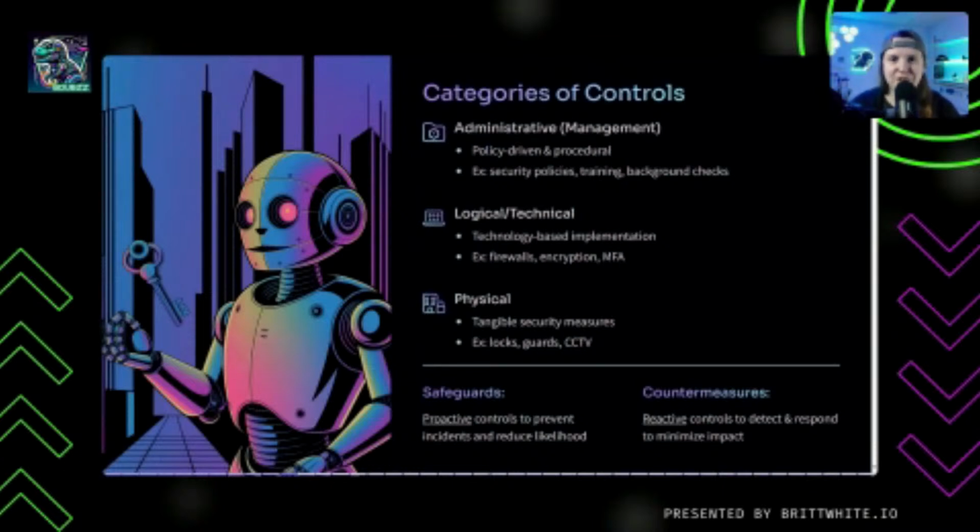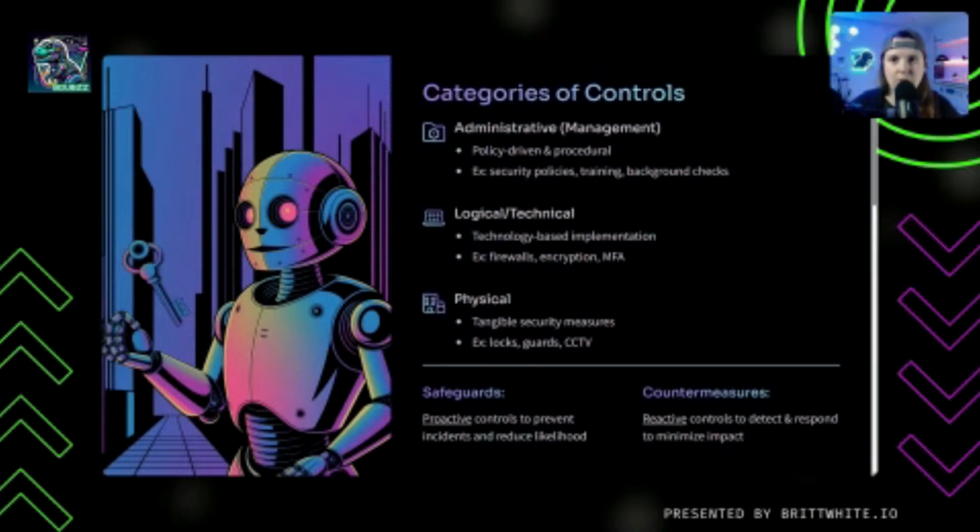Logical or technical controls are implemented using technology. This could be hardware and software. Firewalls, intrusion detection systems, encryption, access control lists, multi-factor authentication, and anti-malware software are logical or technical controls. They use technology to enforce security. Logical and technical may often be used interchangeably, but logical controls deal with the software component, while technical controls deal with the hardware component.